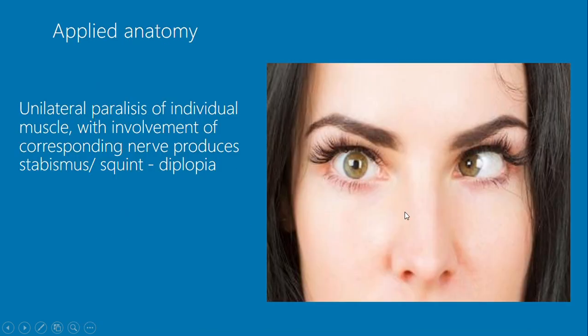Applied anatomy. Squint can lead to diplopia, double vision. Unilateral paralysis of an individual muscle with involvement of the corresponding nerve produces strabismus. Anatomically it is named strabismus, or commonly squint, which loses the conjugate movement. That is the meaning. If any one muscle is paralyzed, normally one muscle functions, but the other muscle will not function along with it. So this is specially named strabismus.